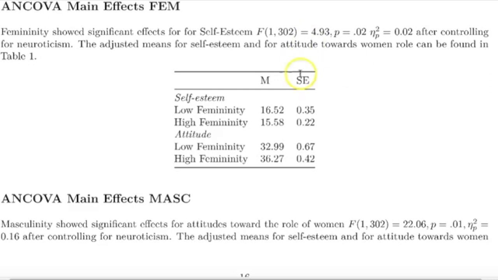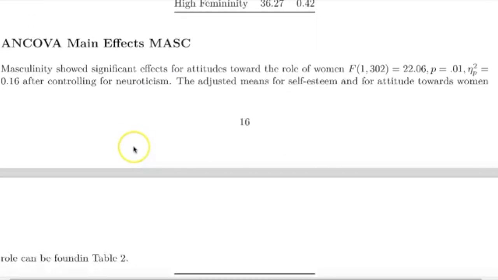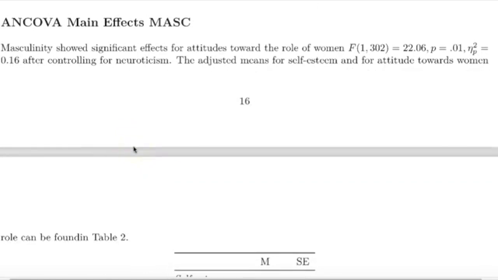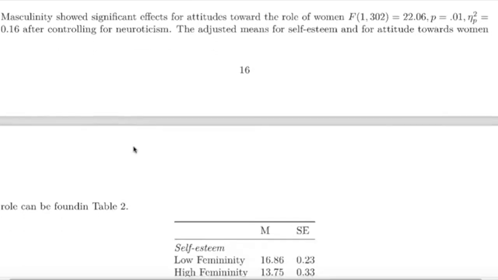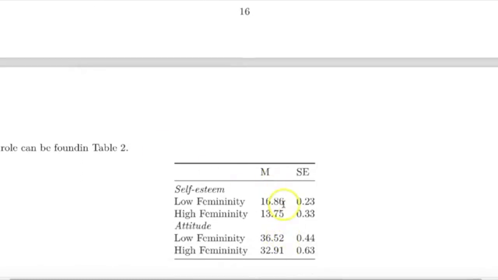Here, I honestly find tables easier, and it might be because I'm teaching it. But you might think that it's just easier to write it out and just have M equals, comma, SE equals whatever number. So now let's look at the main effects for masculinity. It was significant for attitudes towards the role of women after controlling for neuroticism. And then the adjusted means for self-esteem and attitudes are in this table.